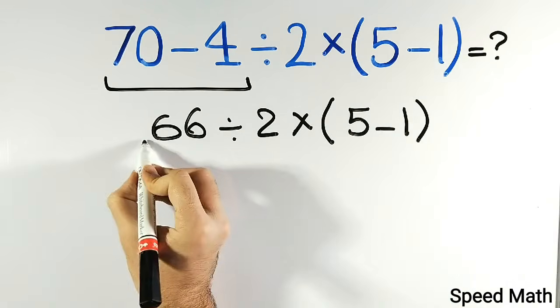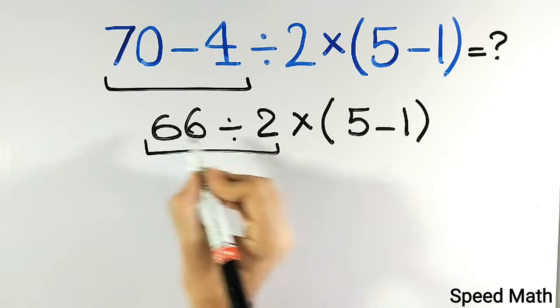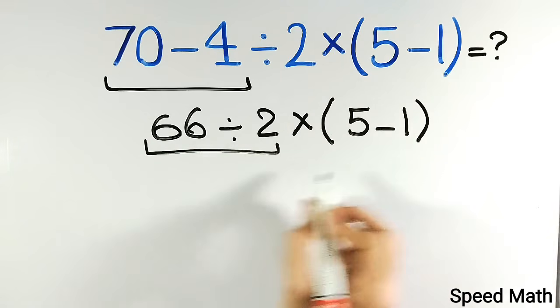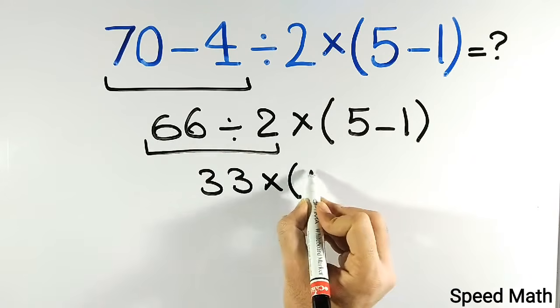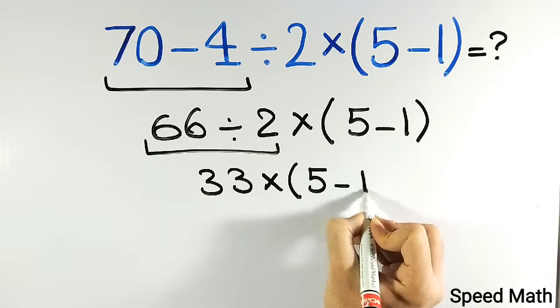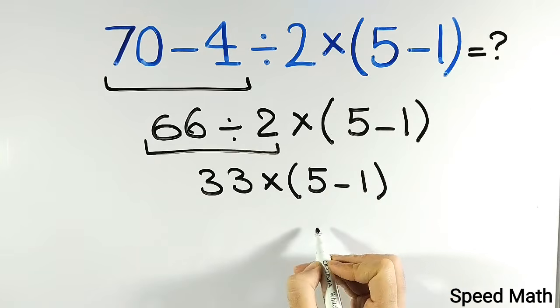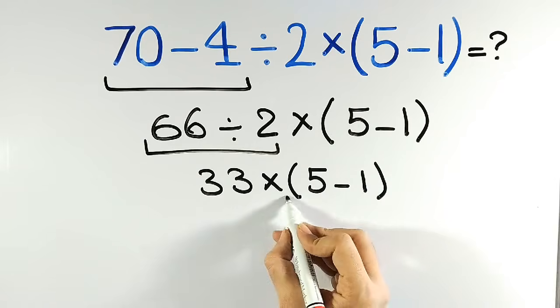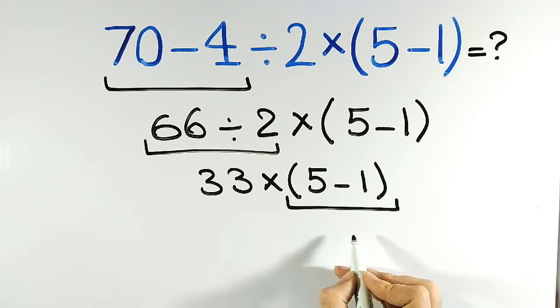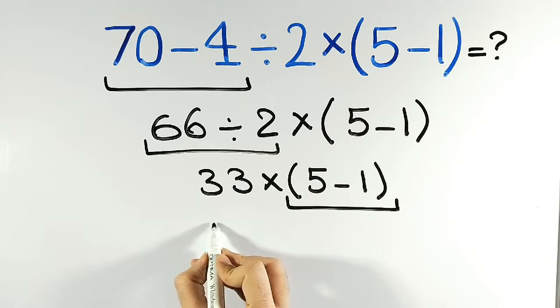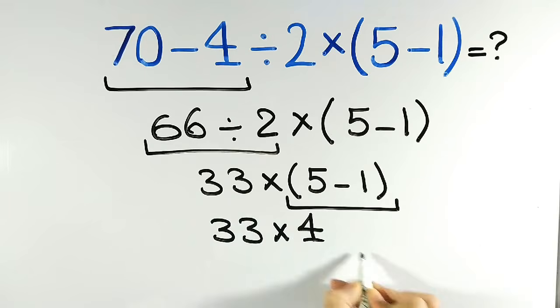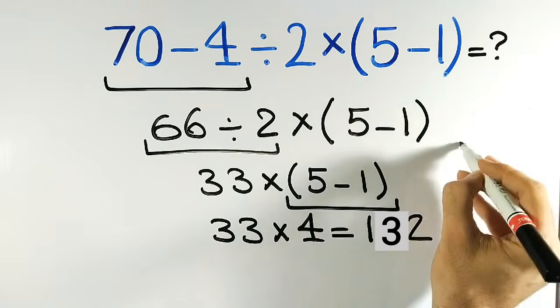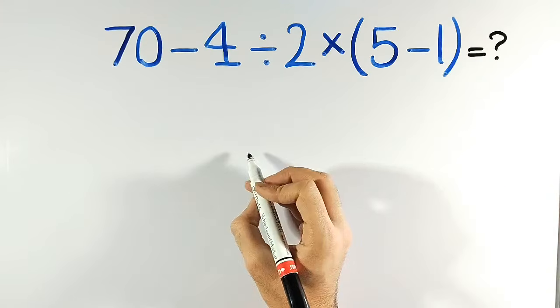And the next step, they go for the division between 66 and 2 and write this expression as 33 multiplied by (5 minus 1). And the final step, they go for the expression inside the parenthesis, and instead of this expression, they write 33 multiplied by 4. However, this answer is actually incorrect.